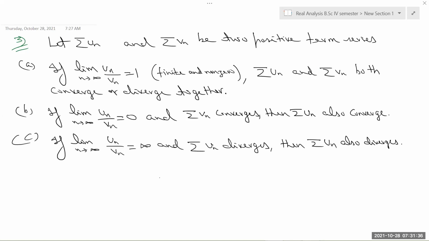Its proof is very easy. One can do it using the epsilon delta technique. So let us look at its proof. Let the series Un and Vn be two positive term series. All these results, remember, are for positive term series.